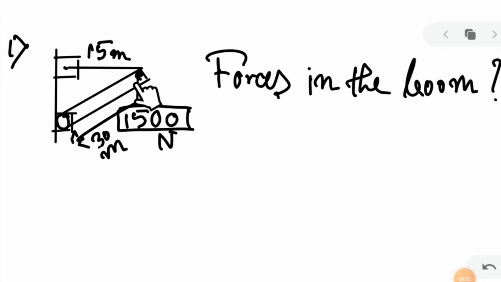In the first question, it is given that a boom is connected by a string through this box. The boom is connected by this string. It is called a boom or a stick, and from this point of the boom, 1500 Newton is hanging, meaning a 1500 Newton force is given in the direction of the ground. The length of the boom is 30 meters and the string length is 15 meters. So find the forces in the boom.